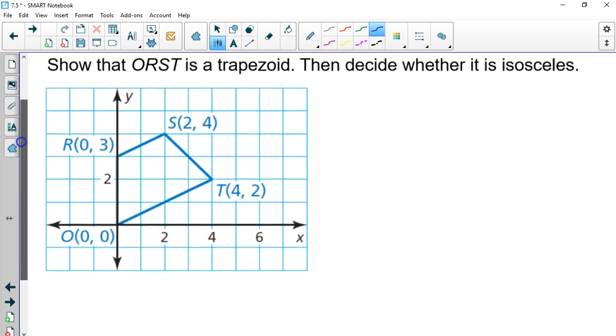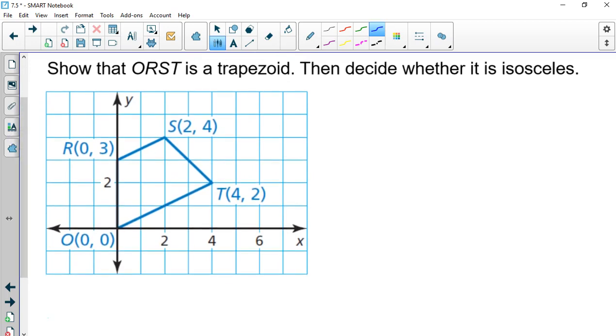Okay, show that this shape is a trapezoid. Then decide whether it is isosceles. First off, to show that it's a trapezoid, we need the bases to be parallel. So that means we need this slope and this slope to be equal. So let's find the slope of RS. Now we could do 4 minus 3 over 2 minus 0, but since it's on a graph, we can just count. Up 1, right 2.